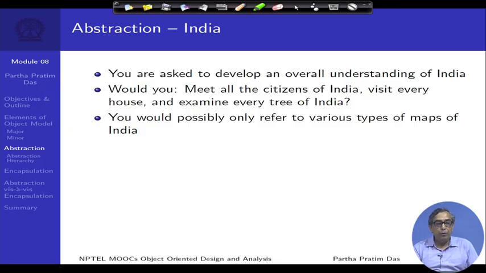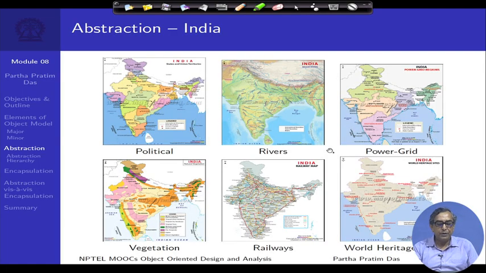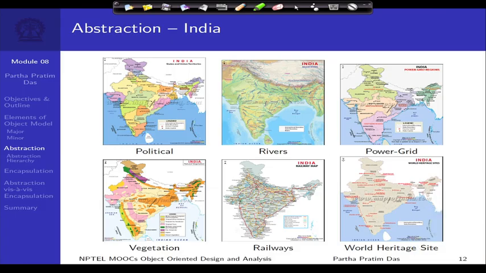You will possibly look at multiple different types of abstractions or models which are typically called maps. So, these are just a couple of examples of the variety of maps of our country: political, river map, power grid, vegetation, railways, World Heritage Site. If you go to maps of India, you will find that even the list of different types of maps, different types of models available for India, runs into pages.